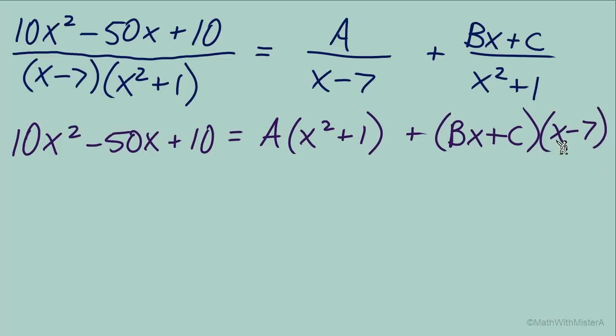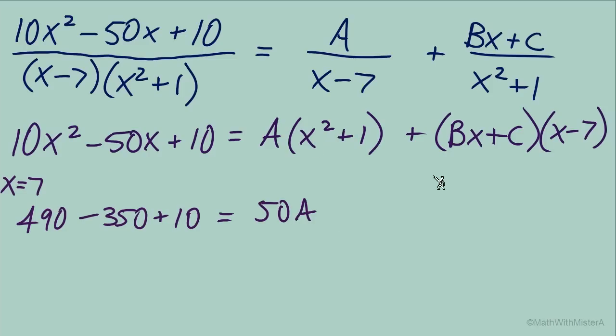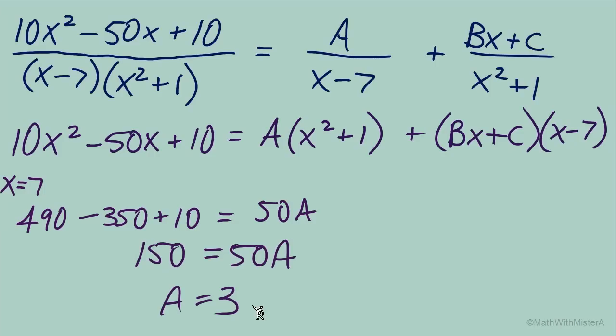Let's choose x equals a positive 7. That's going to wipe out B and C and have us find A, so that's very useful. Plugging a 7 in place of each x: 49, after the exponent 2, and then times 10, minus 350 plus 10. On the right side, this is 7 squared, 49, plus 1. That's a 50A. Over here, a 7 in place of this x would give 7 minus 7 equals 0. The whole thing times 0 equals 0. It's gone. And solving this, A equals 3. So we've got one of the numerators figured out.